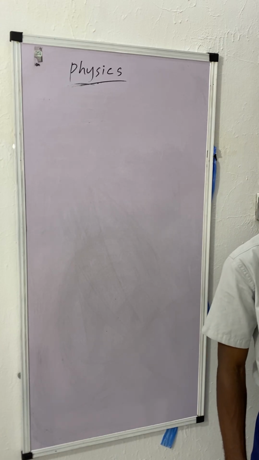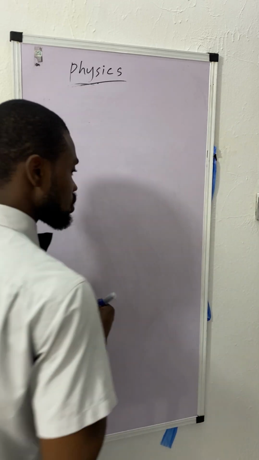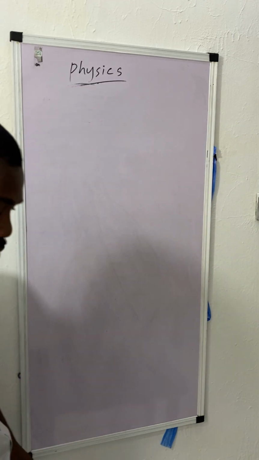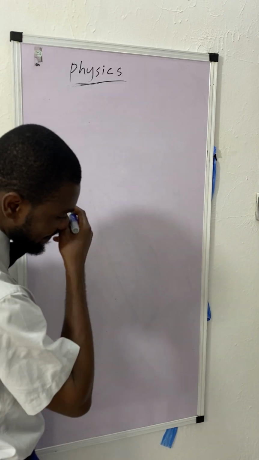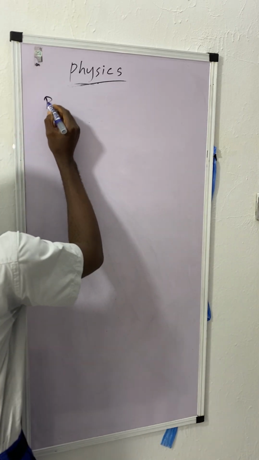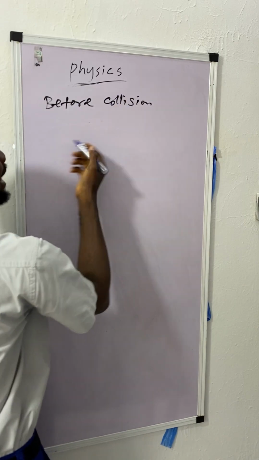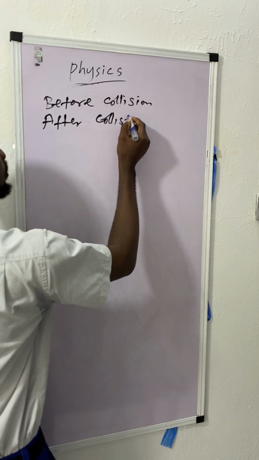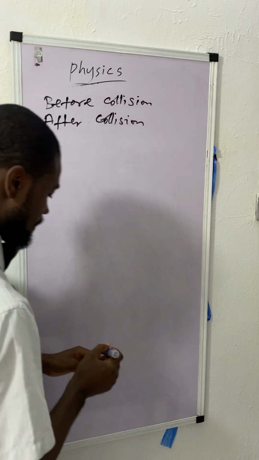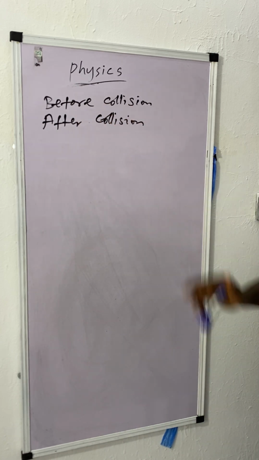The equations of motion. So do not forget that when you want to use the conservation of momentum formula, this is what the questions usually look like. You will see something like before collision and after collision. Either you see before collision or after collision in the question. So that's how you are going to know.